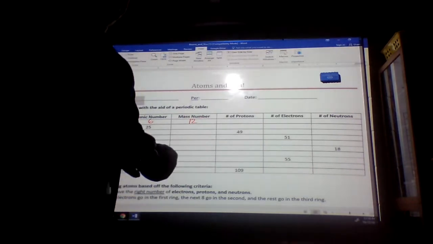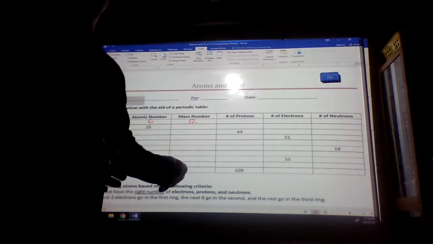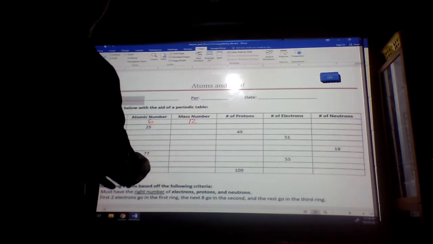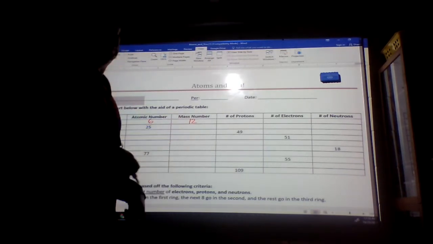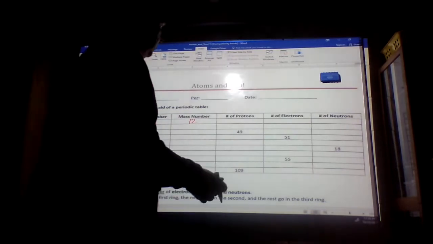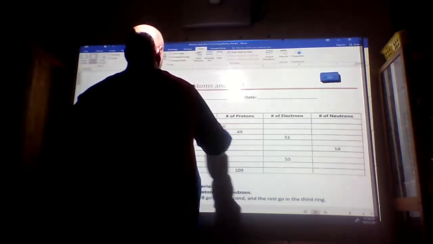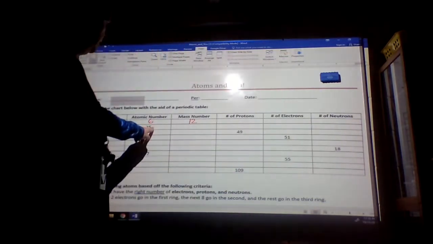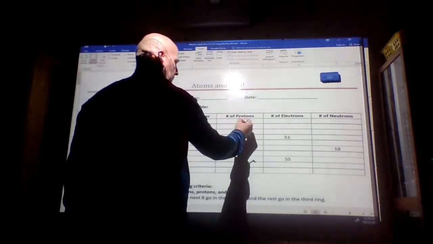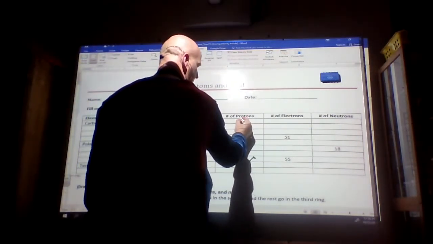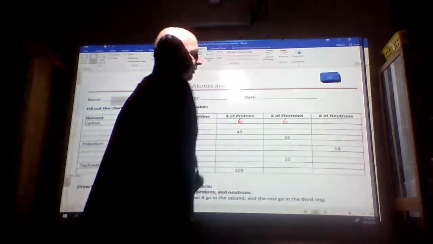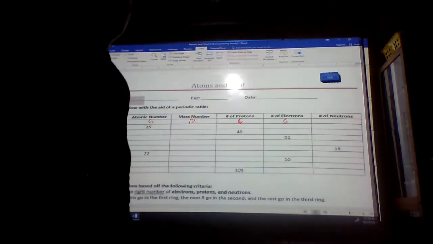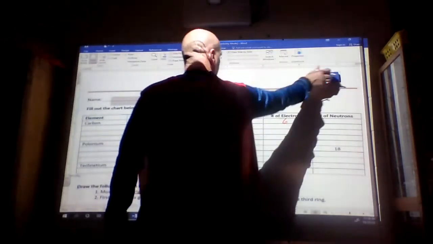That's how much the mass of the nucleus weighs. That's the number of protons and the number of neutrons. So it weighs 12 AMUs, atomic mass units. The great thing is if we know our atomic number, we also know our number of protons. So 6 of those and 6 electrons. Now we're left with trying to figure out our number of neutrons.